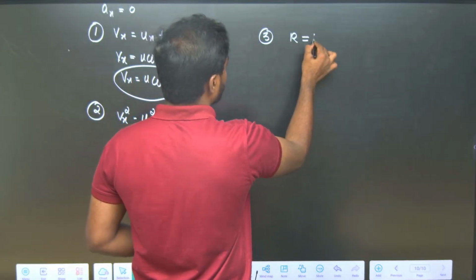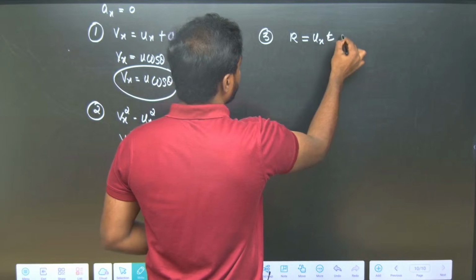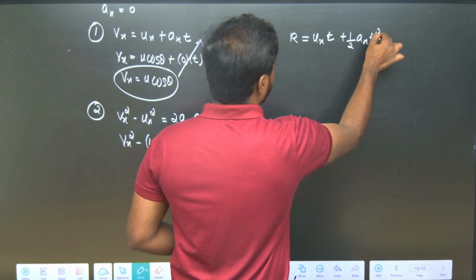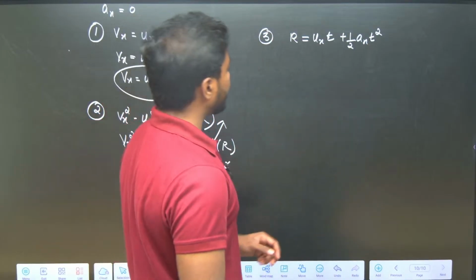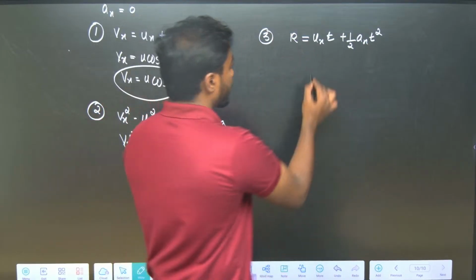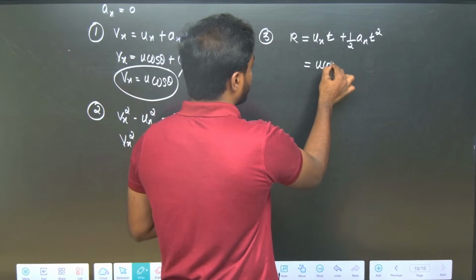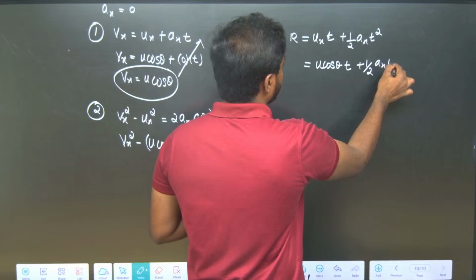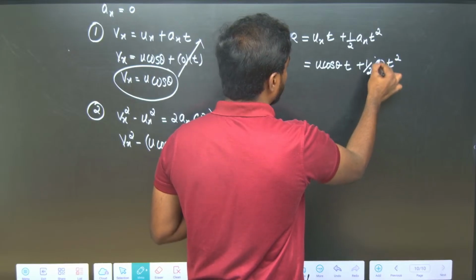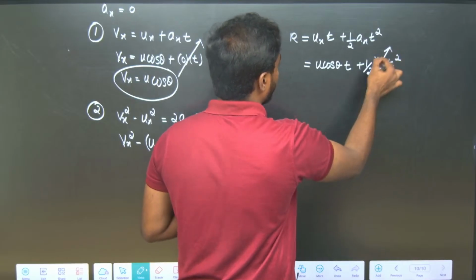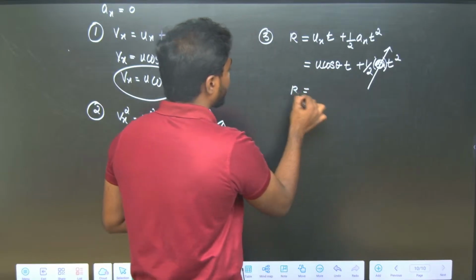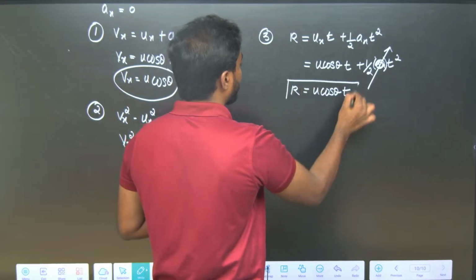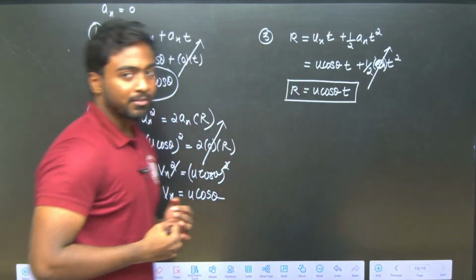R is equal to ux t plus 1 by 2 ax t square. So what is R? I don't know, I need to find it. Ux is u cos theta into t plus 1 by 2 ax t square. So ax is 0, so I can neglect this one. So range is nothing but u cos theta into the time taken. Okay, I will keep this as it is.